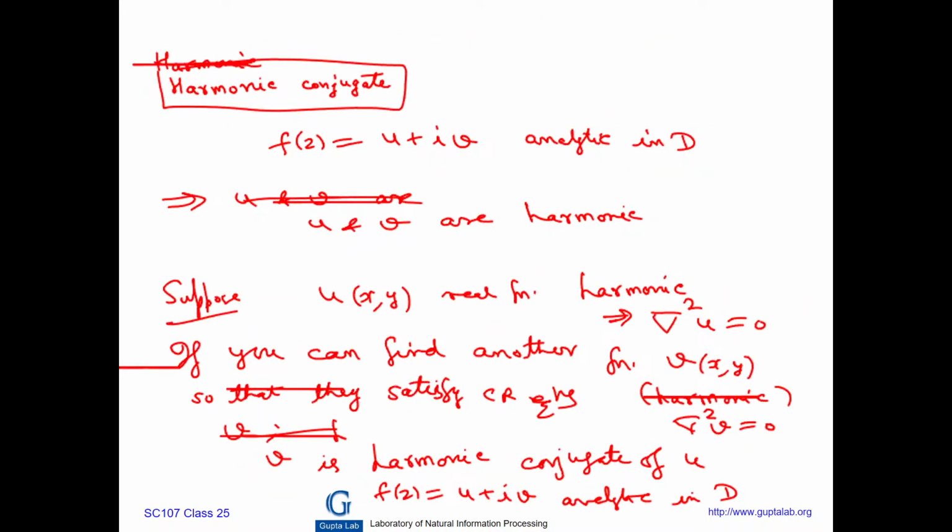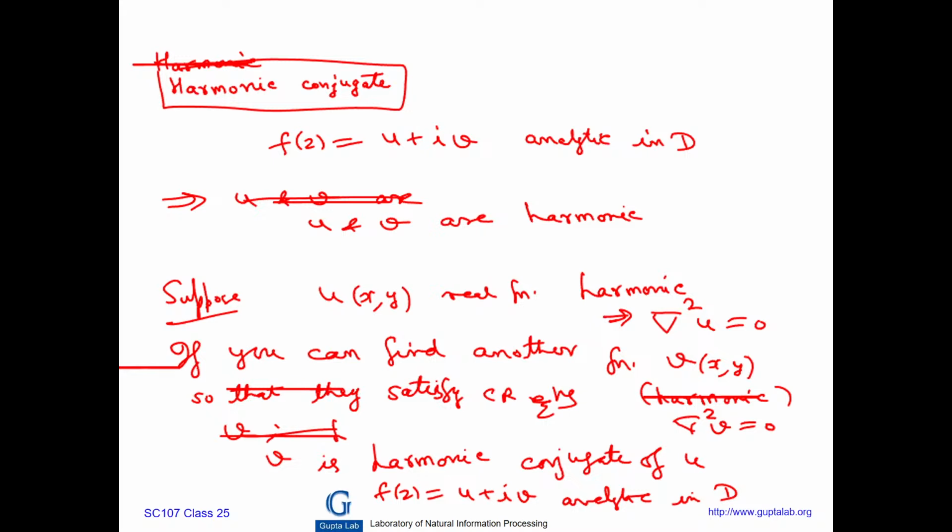Harmonic conjugate, I think we have done this. We know that if f(z) is analytic, then u and v are harmonic functions. Suppose by chance you are able to find a real function u(x,y) which is harmonic, meaning ∇²u = 0. If you can find another function v such that v is harmonic and it satisfies the Cauchy-Riemann equations, then v is known as the harmonic conjugate of u, right?